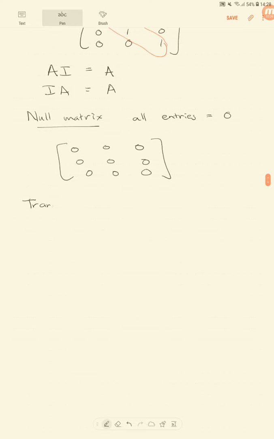The transpose of a matrix is where we invert row to column and column to row. We indicate it by either an accent or a subscript T.